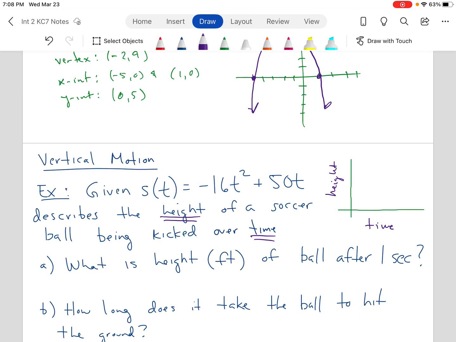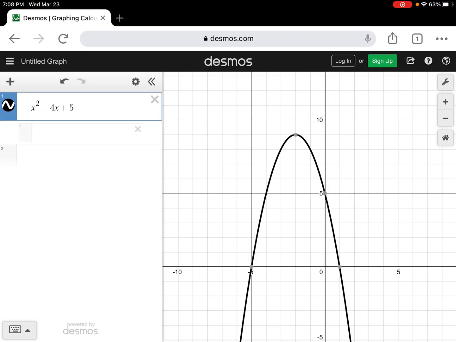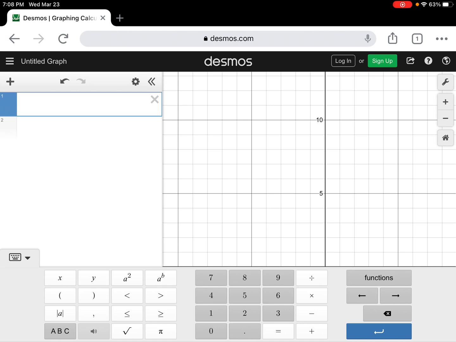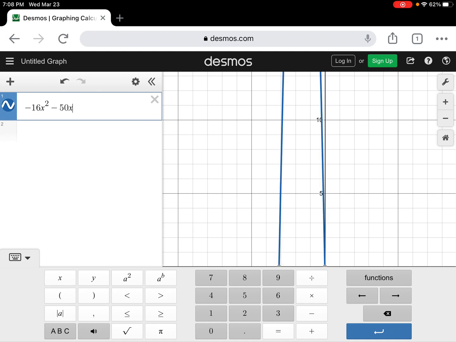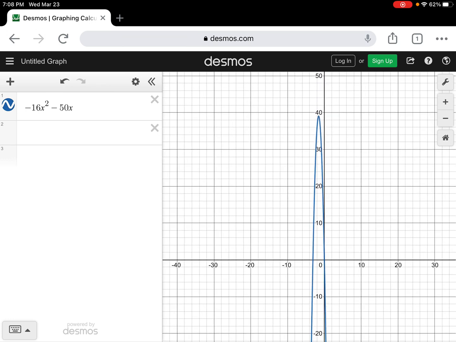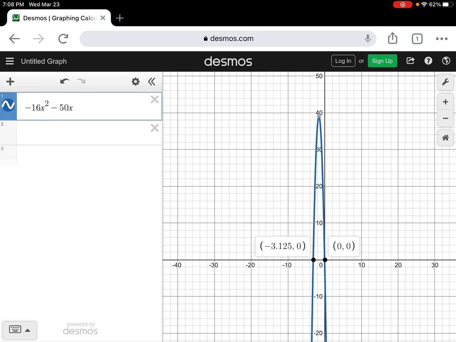Okay, so what I'm going to do is, again, I am going to graph this function in Desmos. So I have negative 16t squared plus 50t. Okay, notice that when I plug it into Desmos, I am going to use the same variable I've been using. I'm going to use x. Okay, so negative 16x squared minus 50x. It doesn't matter if you use t or x or anything like that. In your problem, you can use x all the time. Okay, so here is my graph, and I can again get my coordinates.